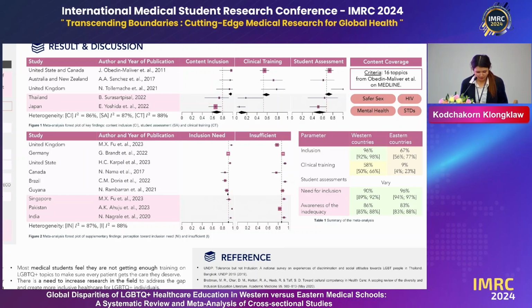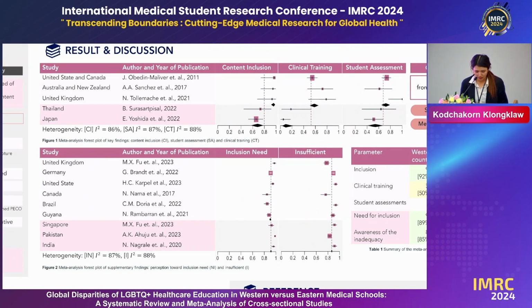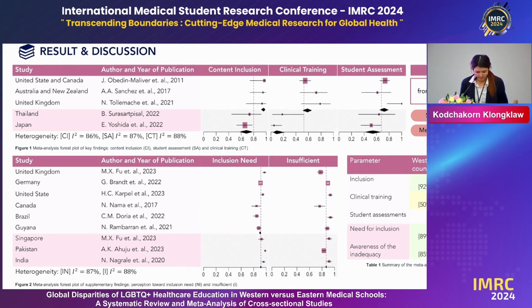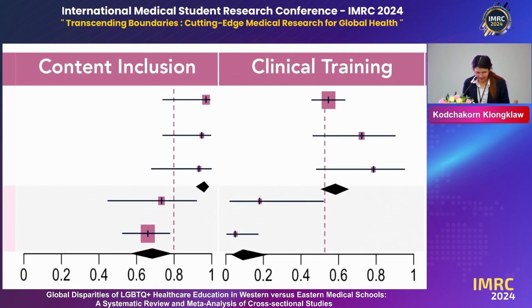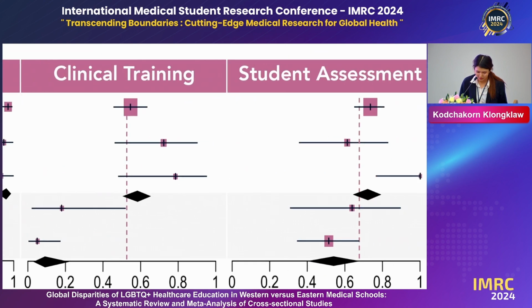So for complementary studies, we're looking at content inclusions and clinical trainings. As you can see, there is high heterogeneity, as for all parameters, the heterogeneity is higher than 80%. And for content inclusion and clinical training, as you can see from the darker gray, which refers to Eastern regions, and lighter color, which refers to Western region, you can clearly see the difference that in Eastern area, we are lacking in terms of both content inclusions and clinical trainings compared to Western region.